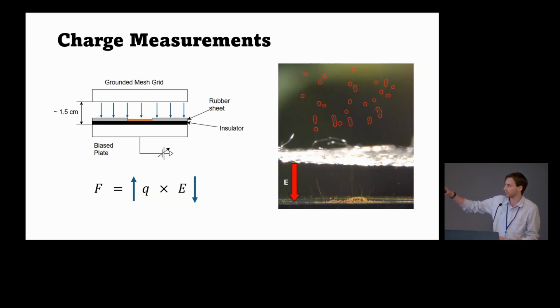We slide over that grounded mesh grid, and we change the bias on the bottom plate, essentially changing the electric field strength between those two plates, and we try to accelerate those dust particles up towards that mesh grid and catch it with the camera. So this lets us get a relative estimate of charge between all the different methods. And using those previous Faraday cup measurements, we can start putting absolute numbers on things.